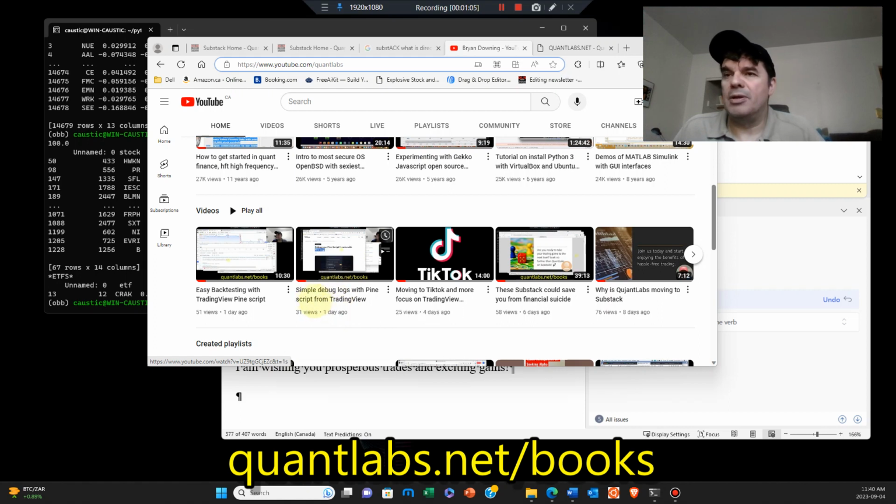So here they just put out this new feature, simple debug logs with PineScript in TradingView. The other one that I'll be doing a webinar on tomorrow, September 5th, 7 p.m. Eastern Time, is easy backtesting with TradingView PineScript. So again, I'm going to show you how easy it is, how to target the right trading strategy with PineScript and how they've built it out.